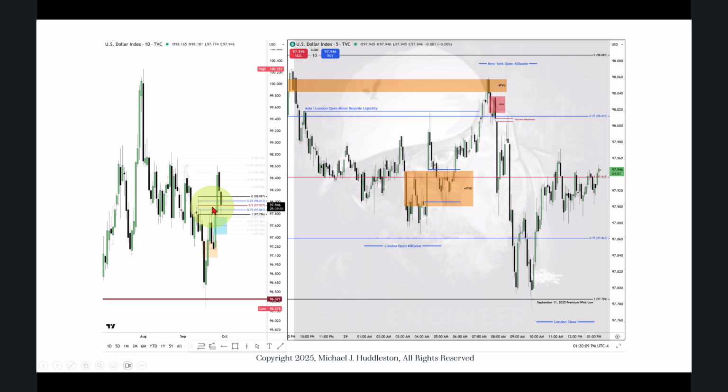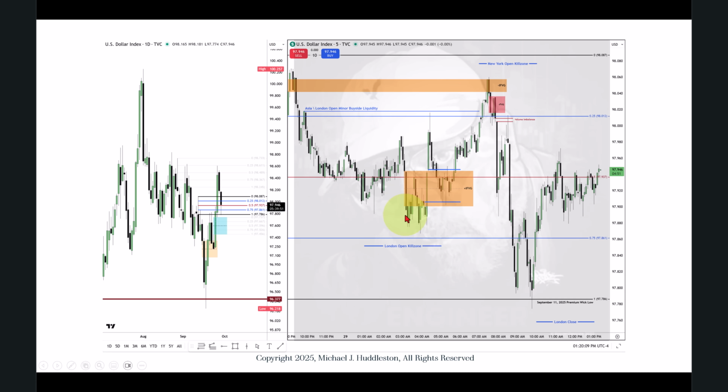So these darker lines, the blue and the red, is that consequent encroachment level at 97.937. You can see that here, 97.937. And we opened up with Asia's session and London open minor buy side liquidity. So here's London and Asia. So relative equal highs. The market rallied off of that after using a sell side imbalance, buy side inefficiency that took out sell side here.